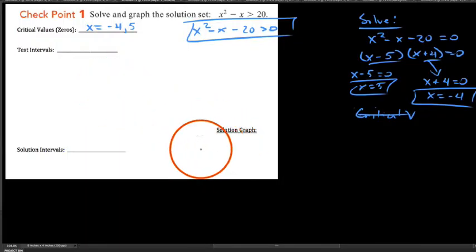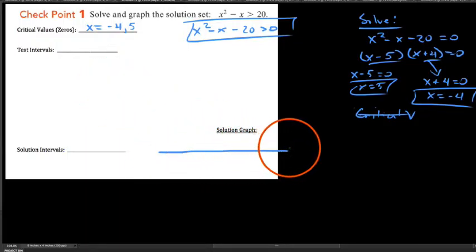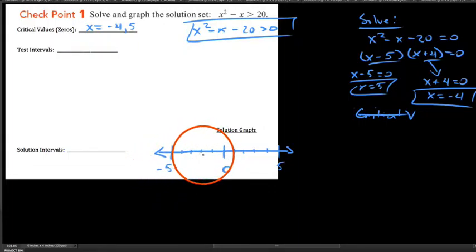Well, what we're going to do down here for the solution graph is draw the x-axis. Because all we're after are x values, that's the only axis we really need to draw this graph on. So I'm going to go out 1, 2, 3, 4, 5 to the right and 5 to the left here, because it seems that I can fit both of my critical values on here.